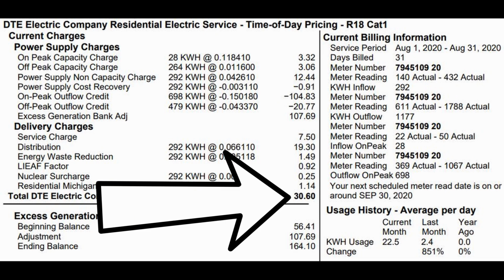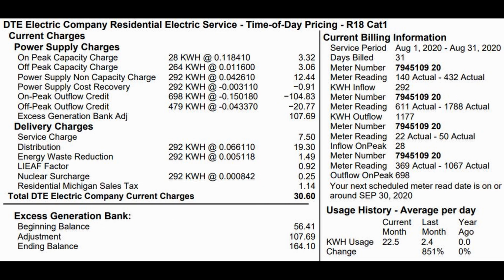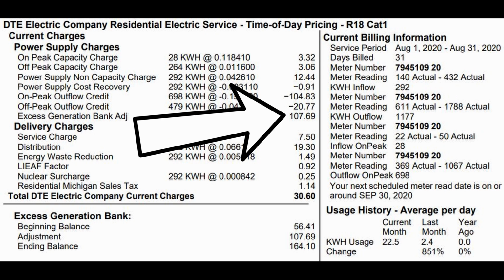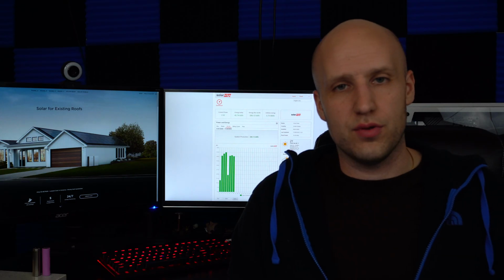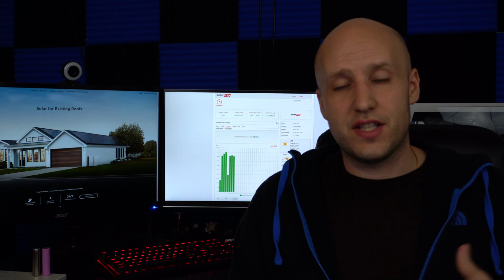So if we look at this bill from August, we can see that I paid my energy company $30.60 for that August bill. Even though if you look higher in the bill, I had an excess generation that I got back onto my bill of $107. So even though I made way more energy than I used and I had extra money, they still made me pay them.